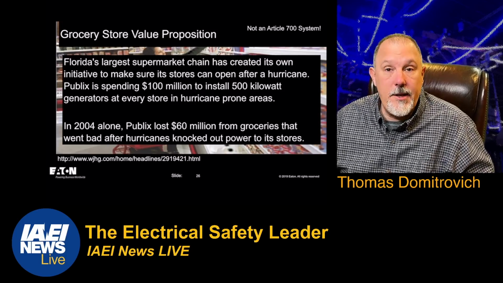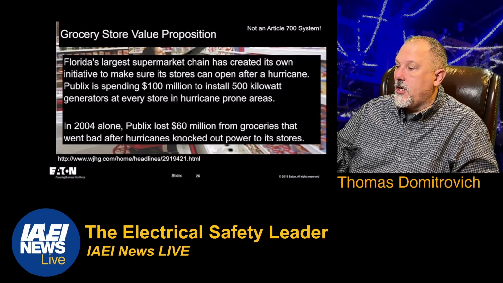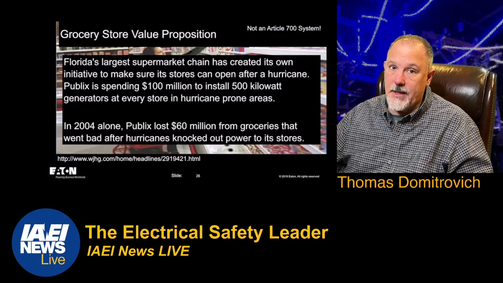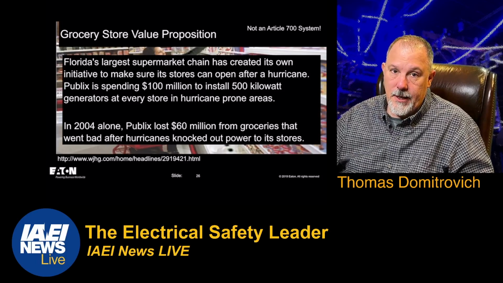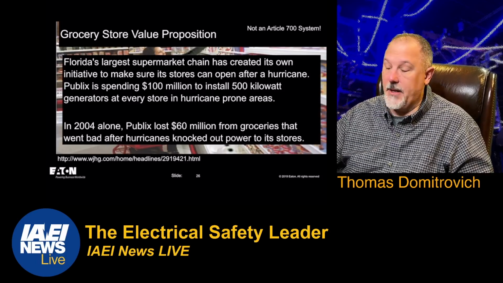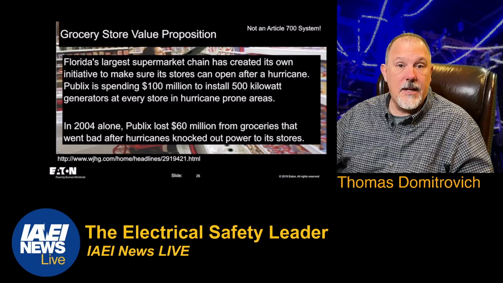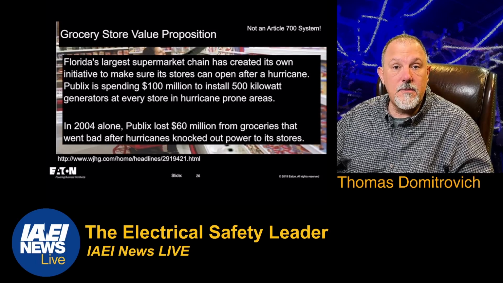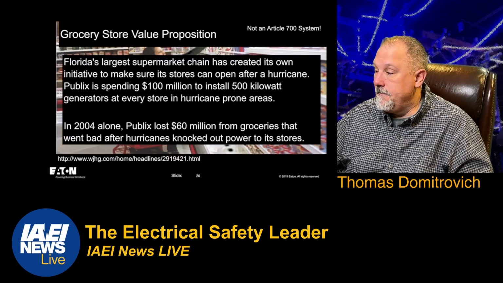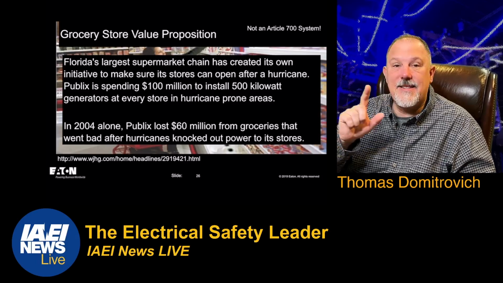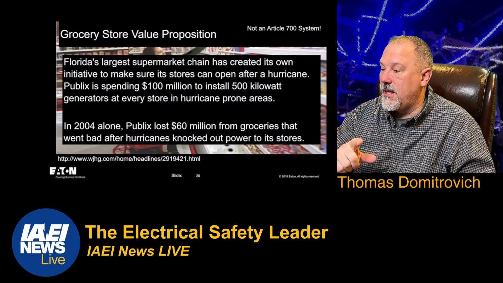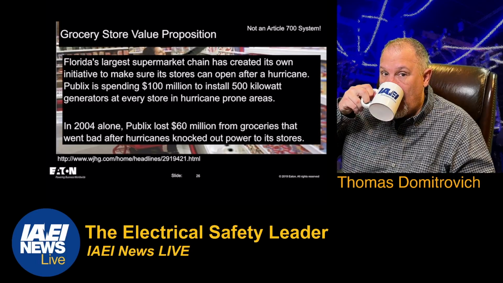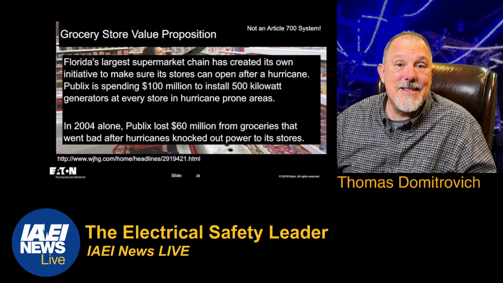Is it a code requirement? No. Now, you have to follow the code requirements when you install all those generators, obviously. But this is not an emergency system. It's not a critical operation power system. It is not a legally required standby system. These are 702 systems, optional standby. They lost $60 million from groceries that went bad after hurricanes knocked out power to its stores. 60 million.